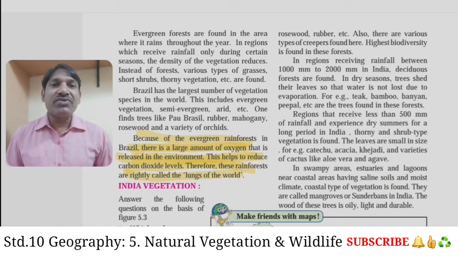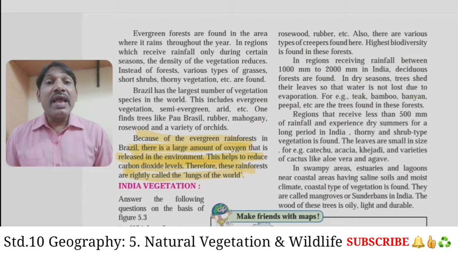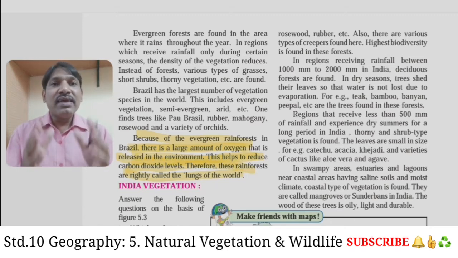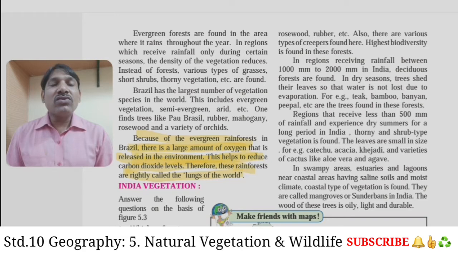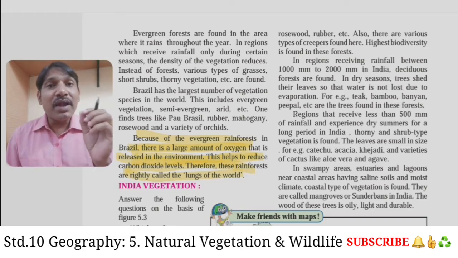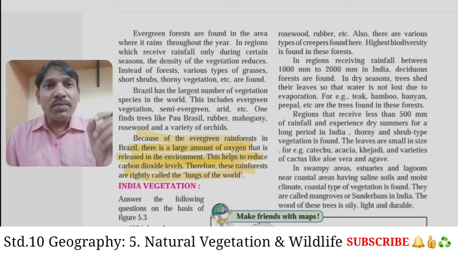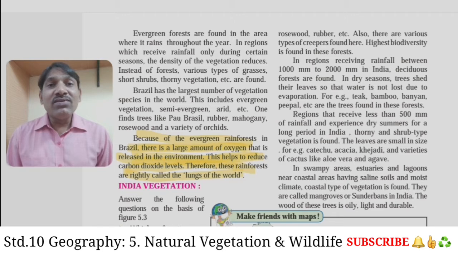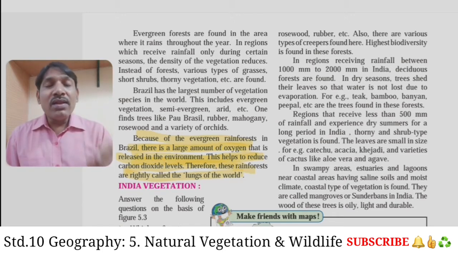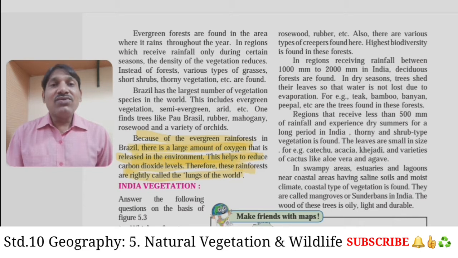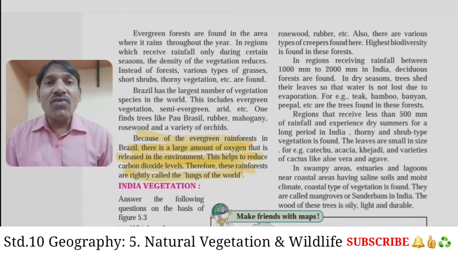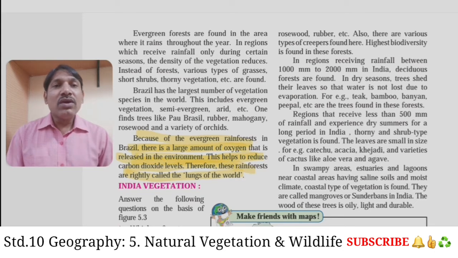Yes, students, this is very important to understand. In the board examination, a question can be asked, why is Brazil called the lungs of the world? Just now I have told you a variety of forests we can see: evergreen forest, temperate forest, deciduous forest. And because of the evergreen forest in Brazil, a large amount of oxygen is released into the environment, and because of that it reduces the carbon dioxide level of the environment. And so it is called the lungs of the world. Have you understood? Very good.